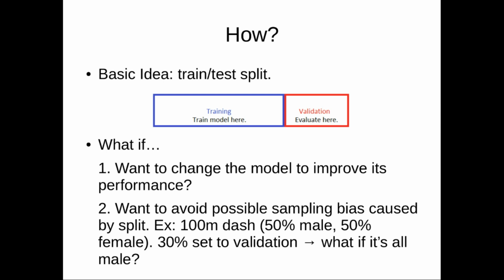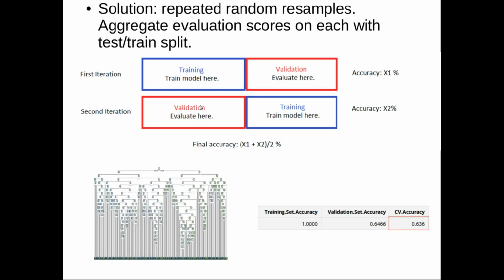In that particular case, first of all, your training set will have way more female than male. Your validation set are obviously all going to be male. So you're going to have some sort of bias here, just because of the way you split the data. So how do we fix this?